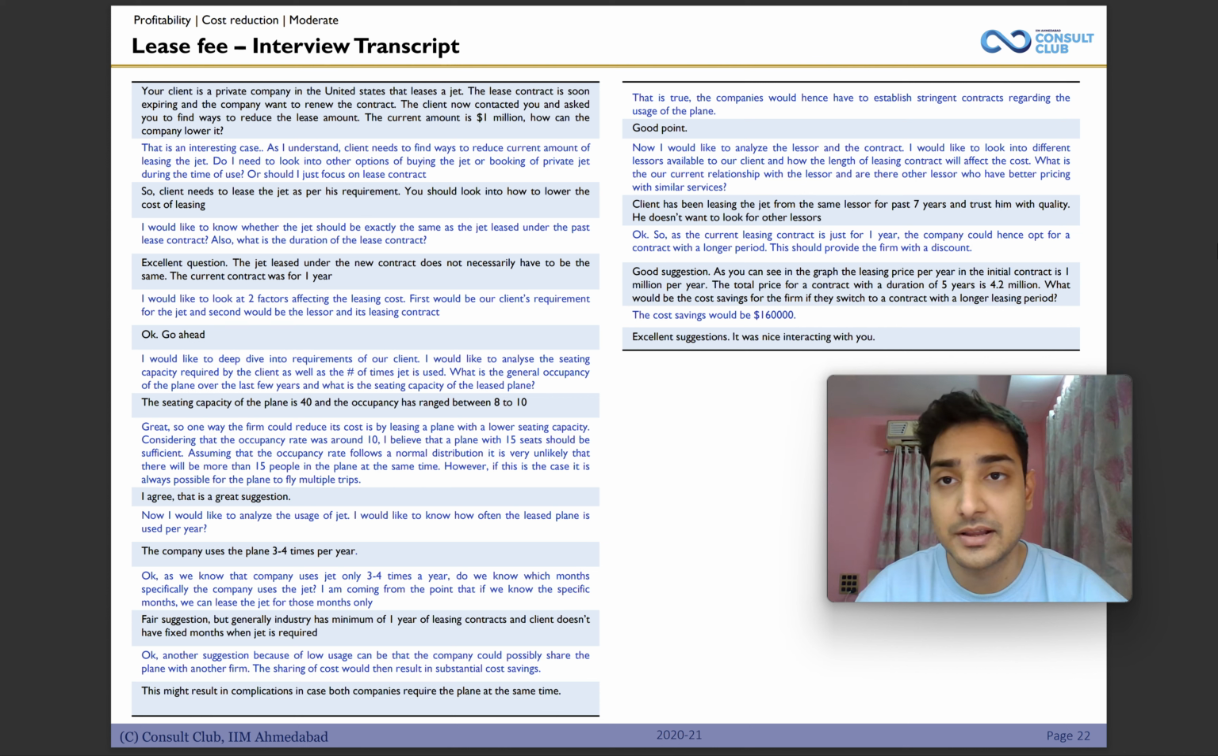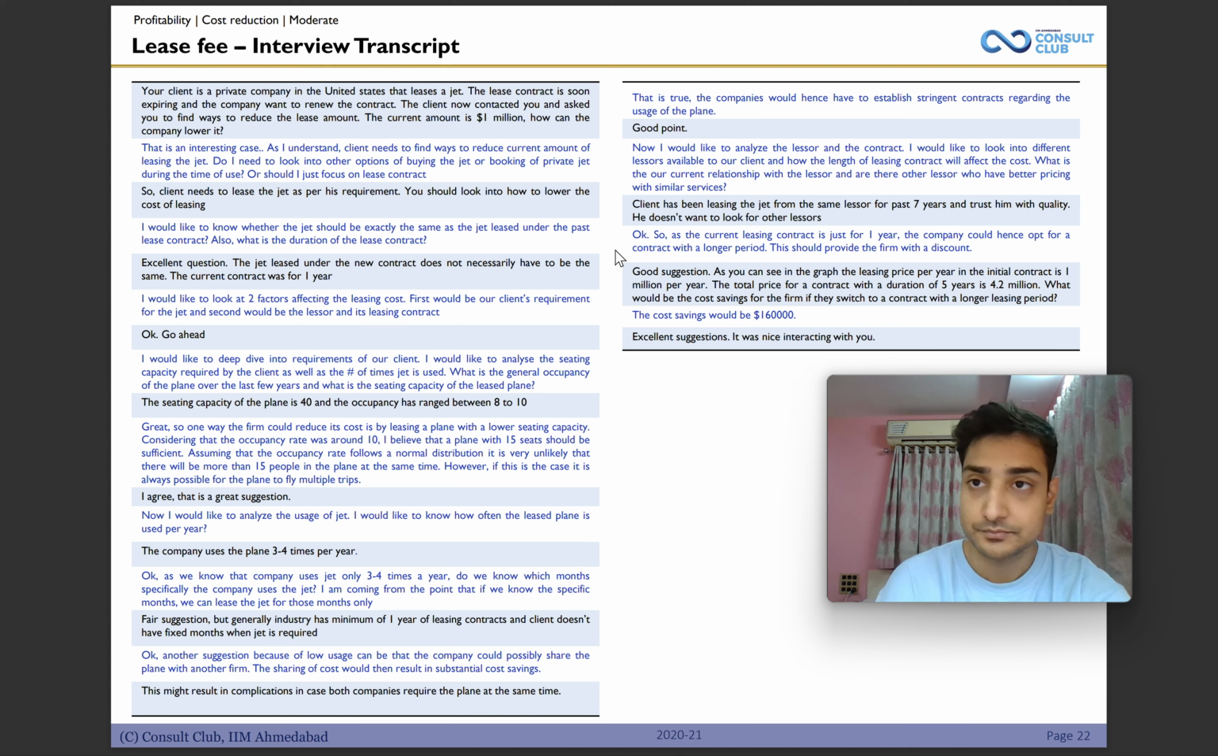So a client is a private company in the United States, and it leases a jet. The lease contract is expiring soon, and the company wants to renew it. The client has now contacted you and asked you to find ways to reduce the lease amount. The current amount is 1 million. How can the company lower it?